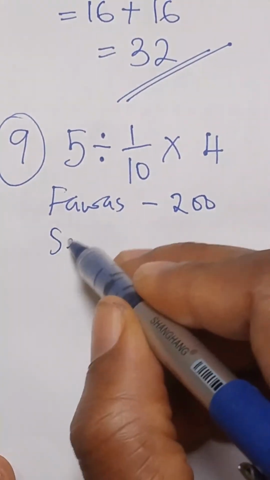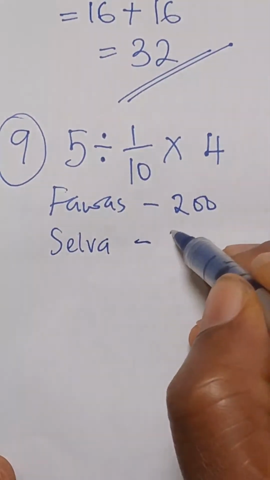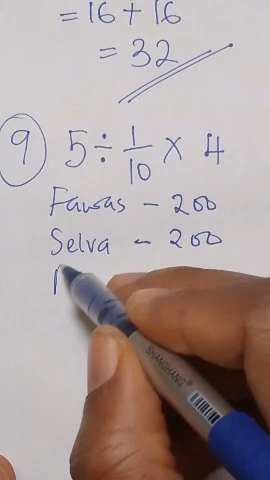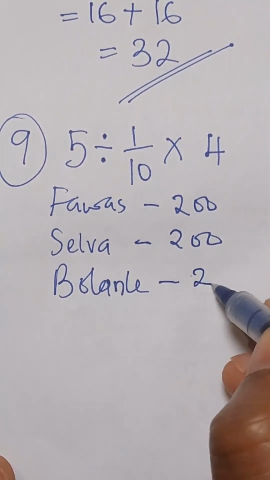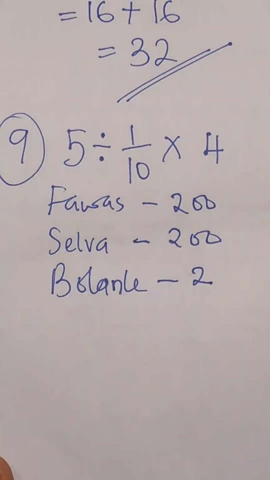So Silver says 200. Bolanle, 2. All right. So more answers, please.